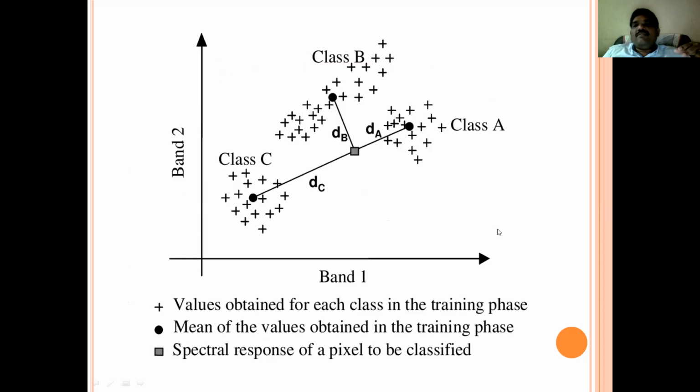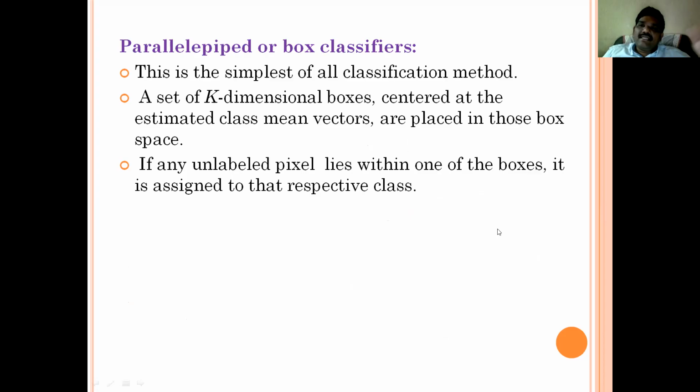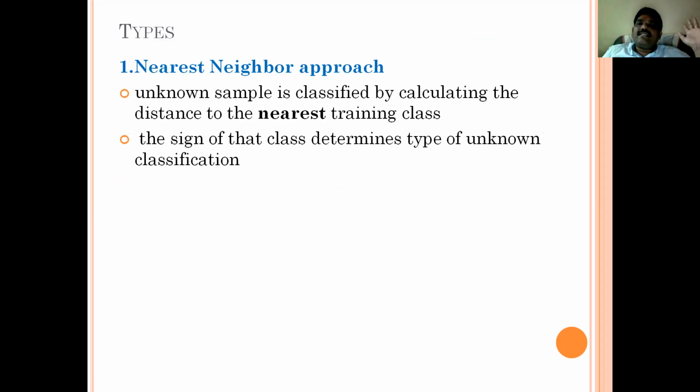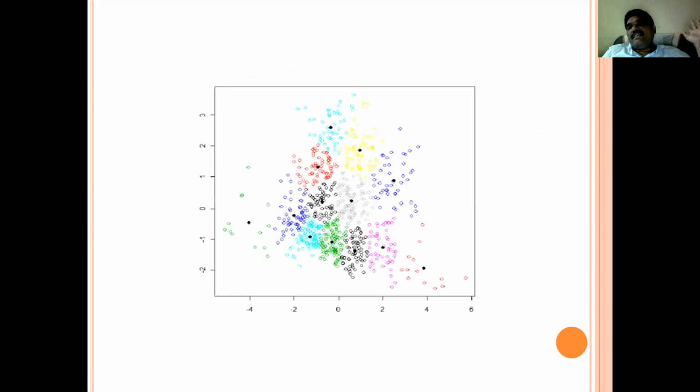See, the minimum distance to mean method we discussed in today's session in the beginning. And here, unsupervised classification, because here the analyst may not have the knowledge, even in the form of tables, maps, aerial photographs, field surveys, and his own knowledge. At that particular point, he'll go for unsupervised classification. The computer will adopt the techniques and form the pixels into different clusters automatically. Two types: the nearest neighbor approach we discussed, and the k-means approach we discussed.